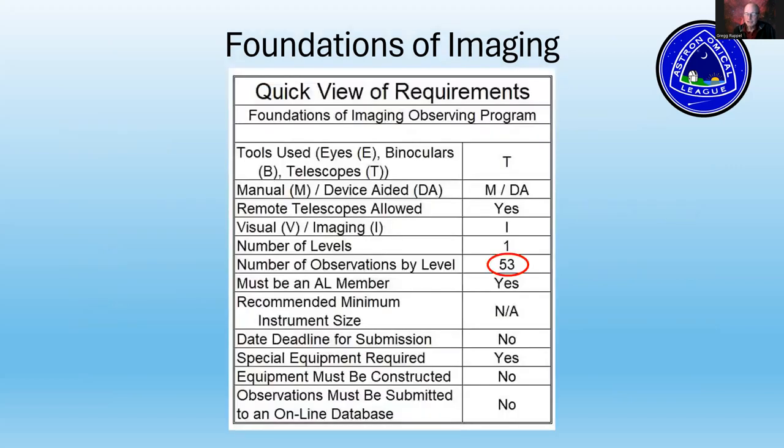Like most of the other Astronomical League programs, the Foundation of Imaging has quick view requirements, and you can see here that this is a telescope and imaging type of program, and they do allow you to use images from a remote telescope. The total number of images you would collect is around 53, not exactly, because I've noticed a few discrepancies, and there's just one level. Some of their observing programs have multiple levels, like the Comet imaging program, where you can do the silver level or the gold level by doing more comets. But this program simply has one level. You have to be an AL member, and the only special equipment really required is a solar filter, because part of the program requires that you do some solar imaging.